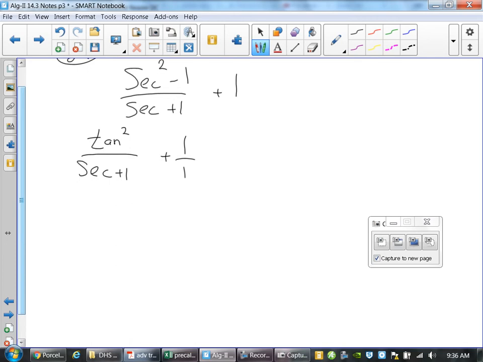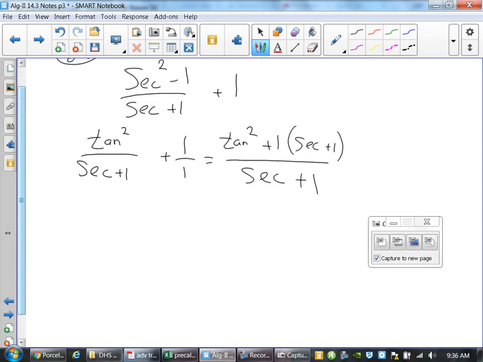So I'm going to create a common denominator of secant plus 1. Fraction on the left has it, so it's just tangent squared. Fraction on the right doesn't, so it's going to be 1 times secant plus 1. Now I have to distribute the 1, which is no big deal. I just get secant plus 1. But now I have secants and tangent squareds, and those don't really coexist very well. So that meant I did not need to convert secant squared minus 1 into a tangent.